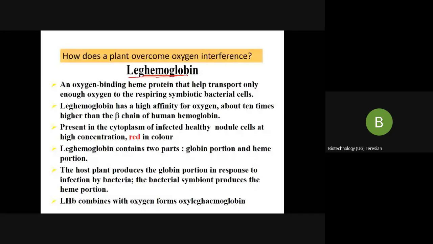The Rhizobium synthesizes it. Now, what does this leghemoglobin mean? Leg actually stands for leguminous. It is the leguminous plant. Heme means the iron, as you know. Who produces the heme? The heme is produced by the microorganism. And what is globin? It is the protein. And who provides this protein? It is provided by the plant.